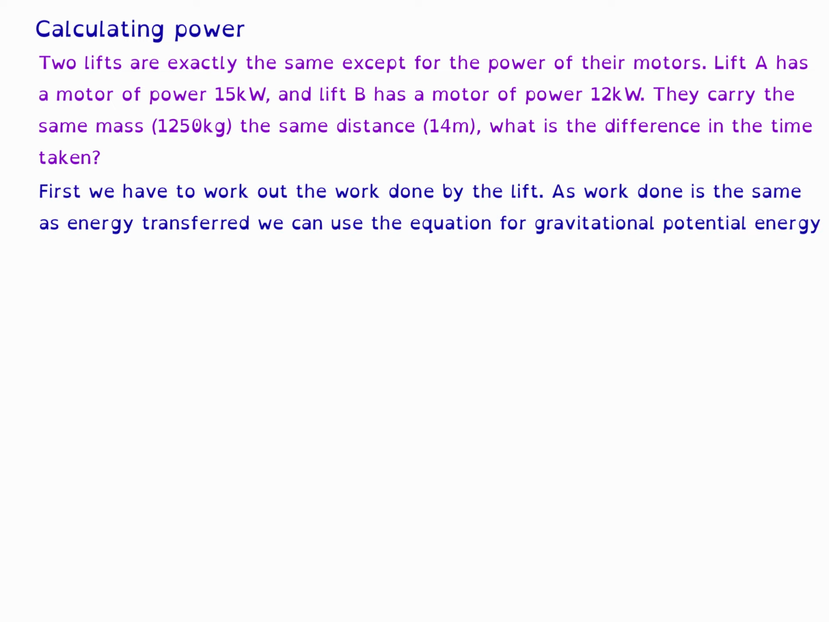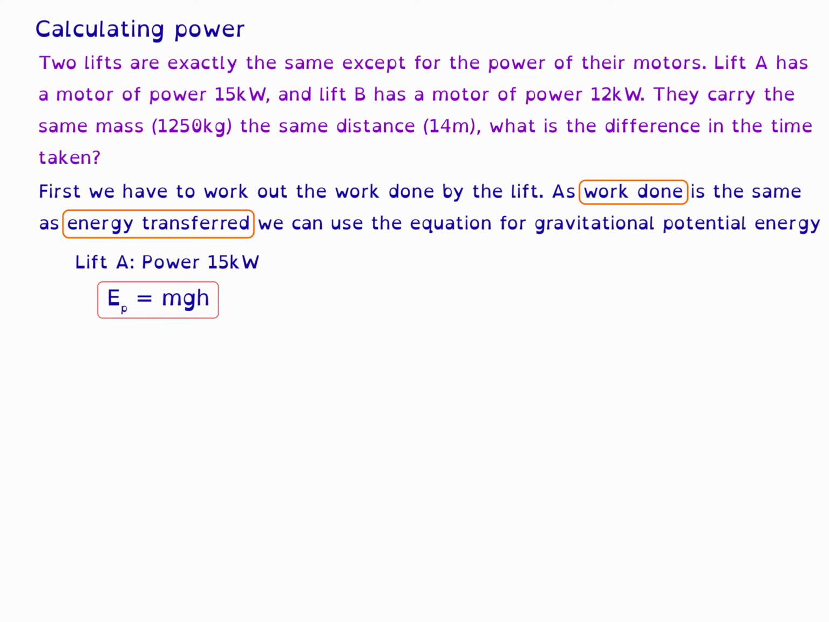First, we have to work out the work done by the lift. As work done is the same as energy transferred, we can use the equation for gravitational potential energy. So for lift A, gravitational potential energy, EP, equals mgh. Substitute in the numbers, and that gives you EP equals 1250 times 9.8 times 14, and that gives us an answer of 171,500 joules.